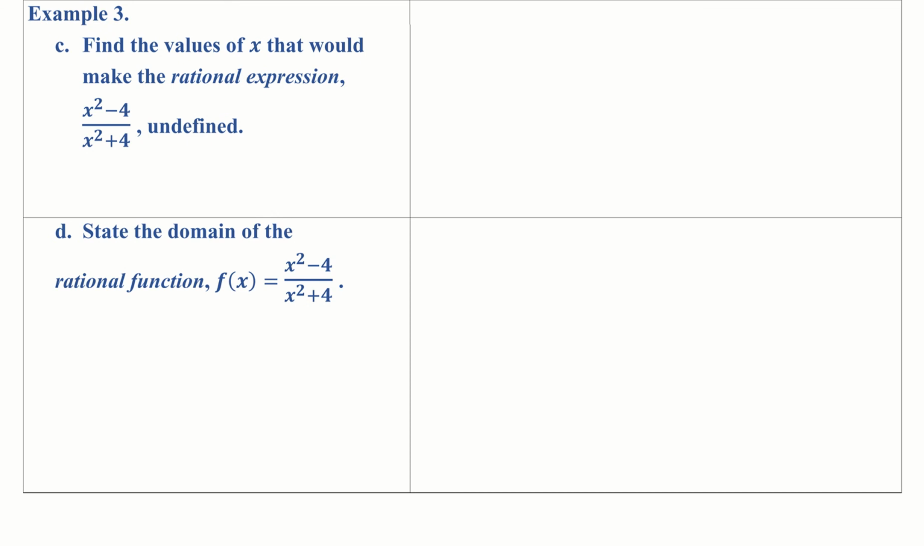All right, so here we have another problem. We want to find all the values of x that would make this rational expression undefined. So remember, we're going to set the denominator equal to 0. Now, if you solve this for x squared, you get x squared equals -4. What real number do you square to get -4? See, there is no such real number, right? If you square 2, you get 4. If you square -2, you also get 4. So there is no real number you can square to get -4. So there is no value of x that's going to make this rational expression undefined.